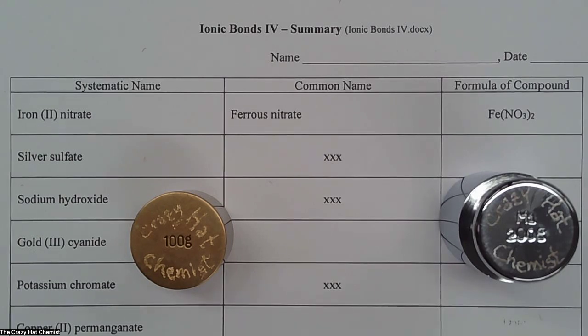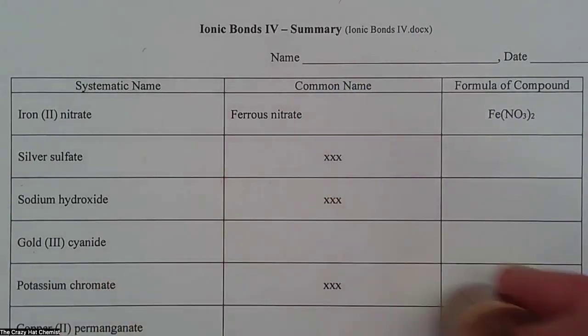All right, so without further ado, let's get moving. We're going to do ionic bonds worksheet number 4. This is a little summary of things, and we're going to be doing transition metals and non-transition metals, as well as polyatomic ions and not. So it's a combination of a lot of ionic bonds. Here we go.